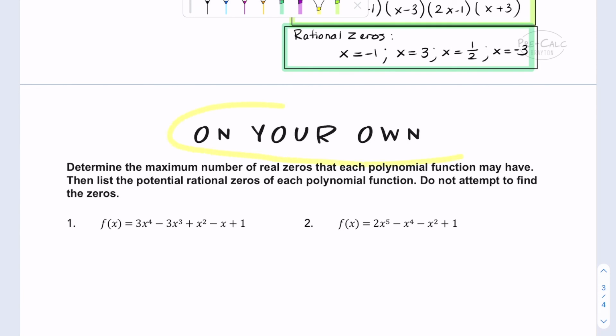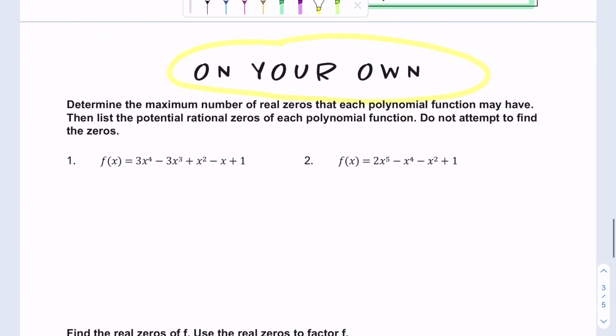And for the on-your-own section, if you check my website for the answers, you'll find them all on the note sheet.